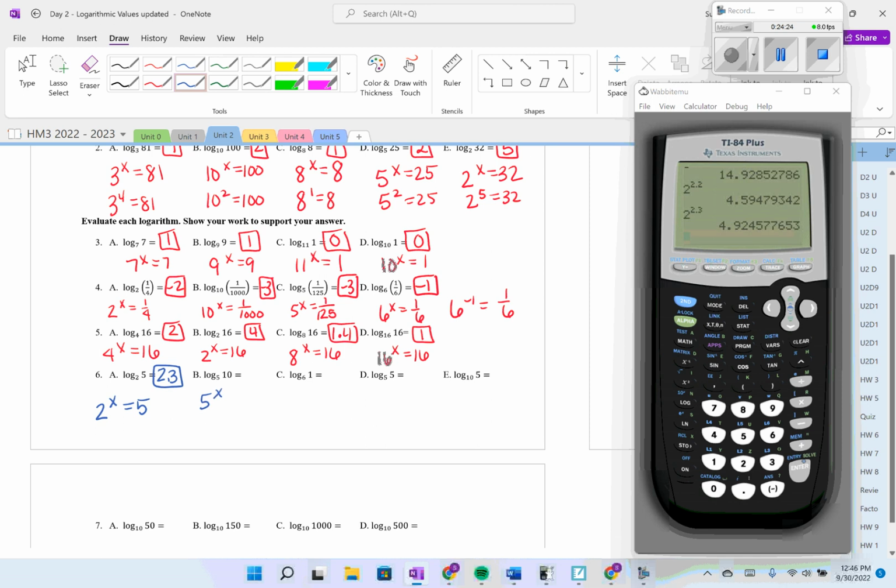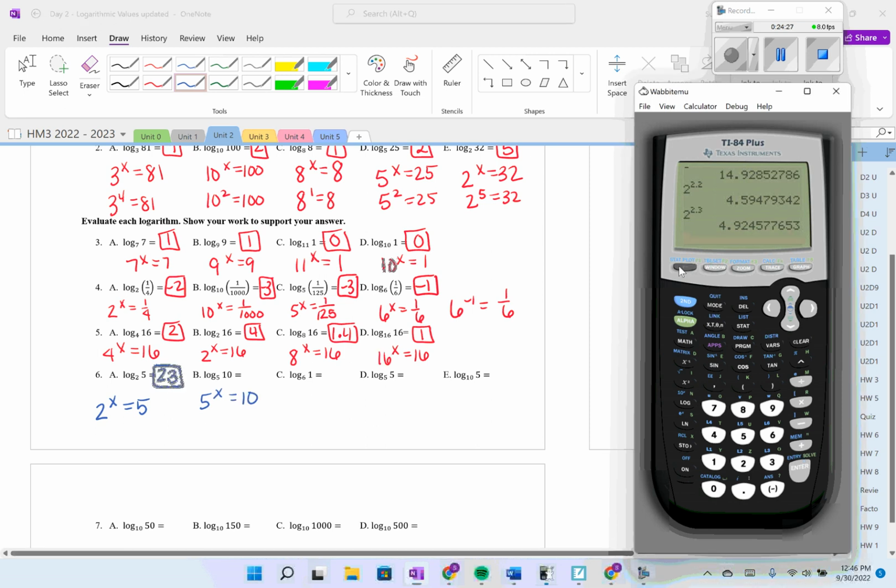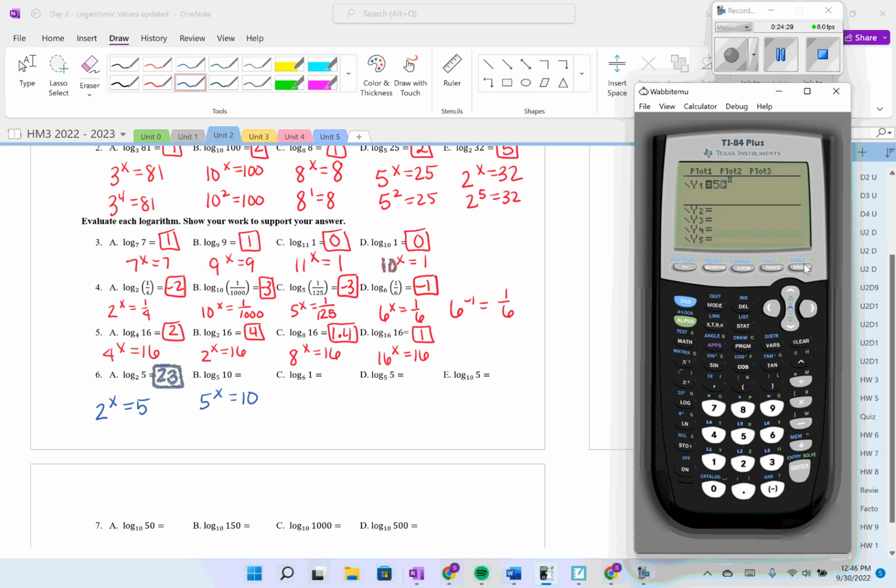So 5 to what power equals 10? So again, in my y equals, I'm going to make this a base of 5. Go to my table. And so I'm looking for 10. Notice I don't have 10, but 10 is between 5 and 25. So I know my x values are between 1 and 2. So we have 5 to the, let's do 1.3. And I get 8. So 5 to the 1.4 gives me 9.5, and 5 to the 1.5 gives me 11, so I'm going to use 1.4.